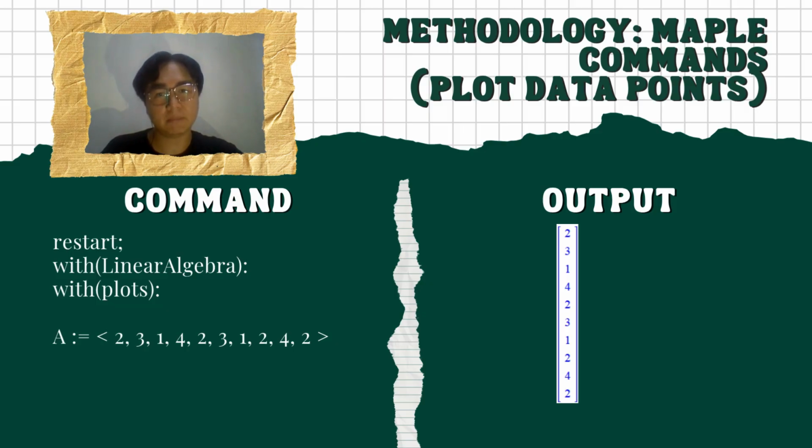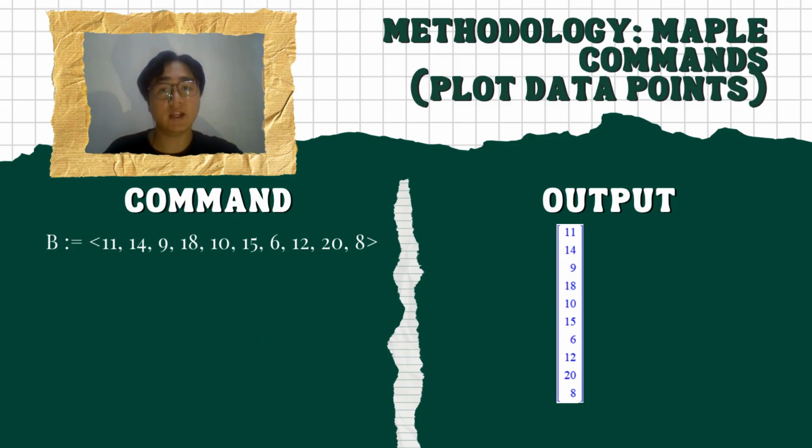And now we move on to the methodology for Maple commands. We are doing the plot of data points first. So here we have our command, which is first, the basic one is to restart. And to use the linear algebra and plots packages, we need to write down with(LinearAlgebra) and with(plots). So first we take our x from before and declare it as our a. Here we entered it all in a column, which is 2, 3, 1, 4, 2, 3, 1, 2, 4, 2. And this is our output that we should get.